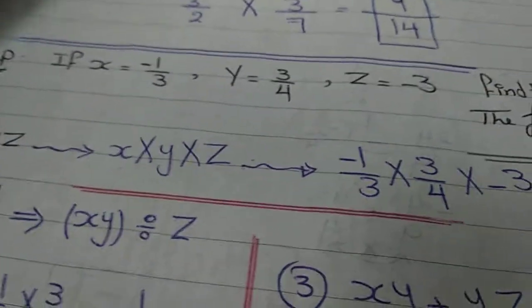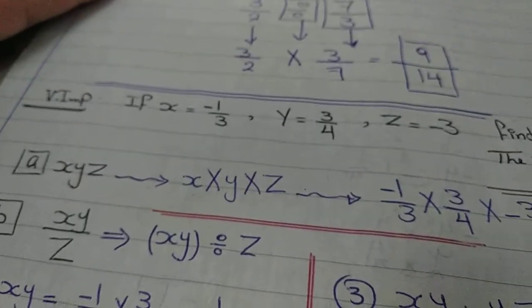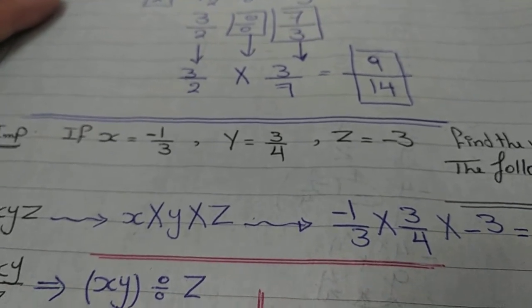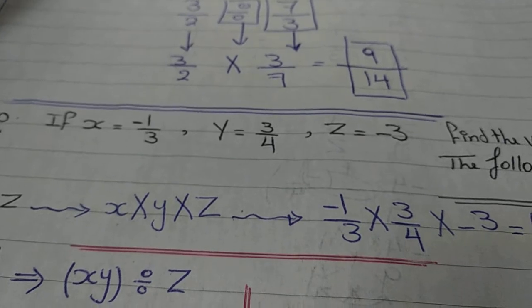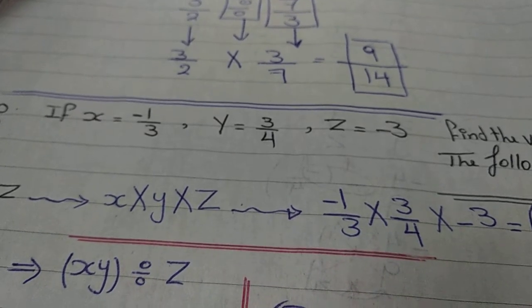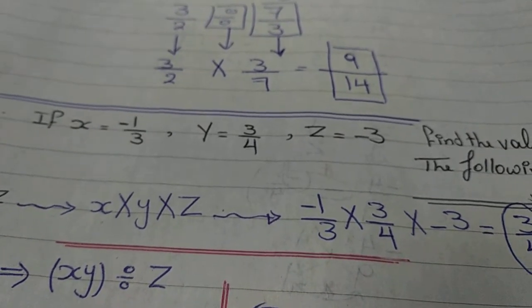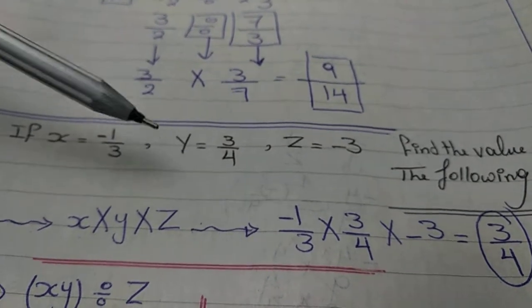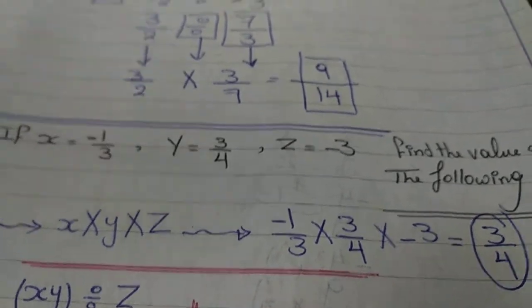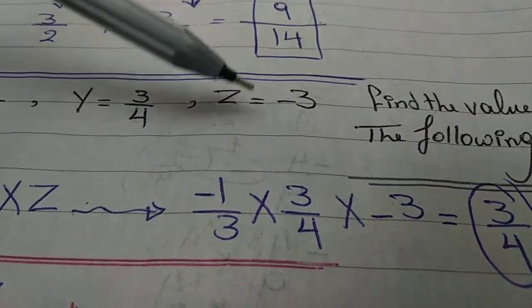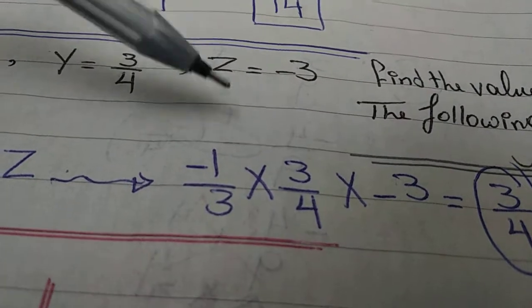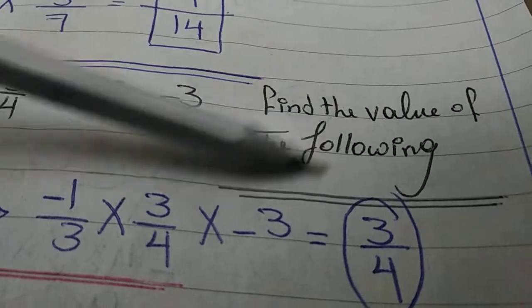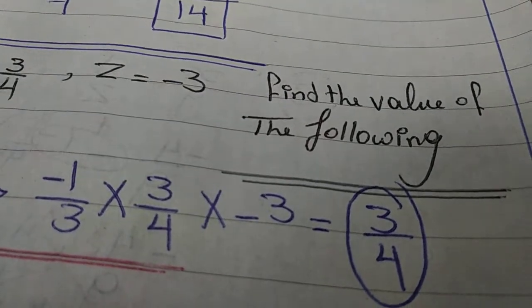Let's see the last example. This is a very important example. I have numbers: x equals negative 1 over 3, meaning x is called negative 1 over 3. y equals 3 over 4, meaning y is 3 over 4. z equals negative 3, meaning z is negative 3. The question: find the value of the following.